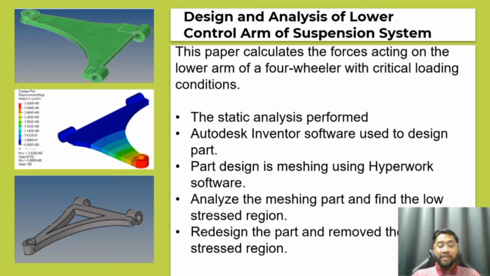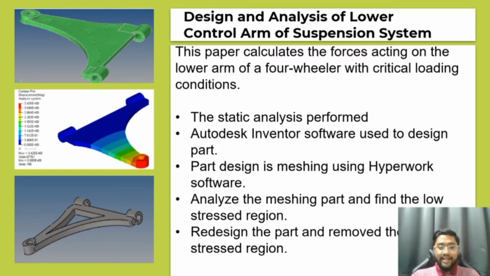The first journal I found is a design and analysis of the lower control arm of a suspension system. In this paper, they calculate the force acting on the lower control arm of a four-wheeler with critical loading conditions. McPherson suspension type has been chosen. After that, static analysis is performed to determine the location of maximum deflection and stress.